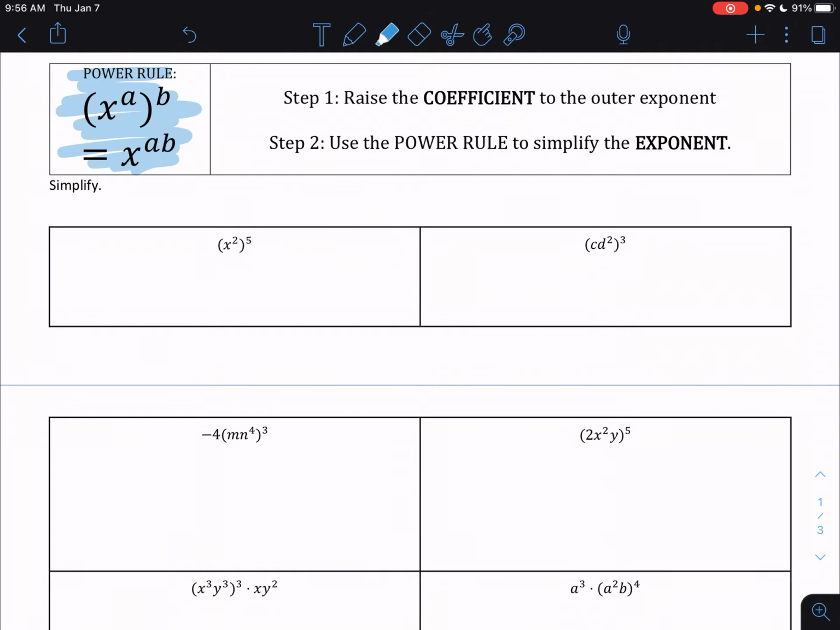So you raise the coefficient to the outer exponent first. Remember, our coefficient is that number that is in front. So we have an invisible 1 here. So we'd have 1 to the b. And then you would use the power rule to simplify the exponent. And that's where we are multiplying.